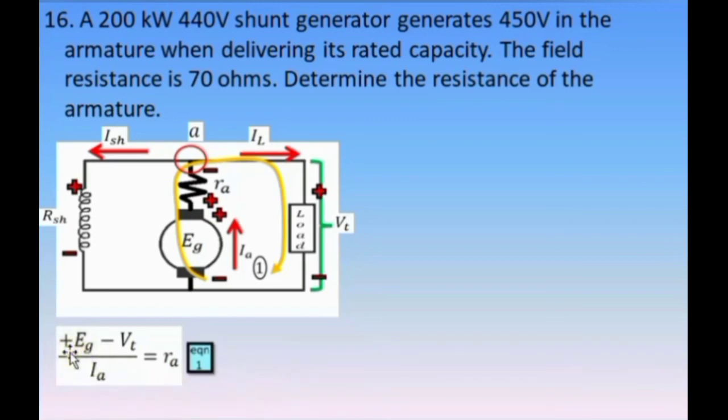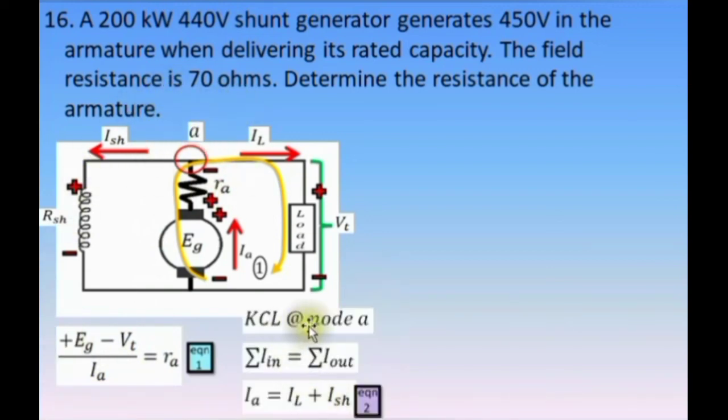We already have the value for the generated EMF, that is 450 volts, and the terminal voltage is 440 volts. But we still need to determine the current IA. To do that, using node A, Kirchhoff's current law at node A, we will arrive at this equation. Equation number 2, IA equals IL plus ISH. We first need to determine the value of IL and ISH.